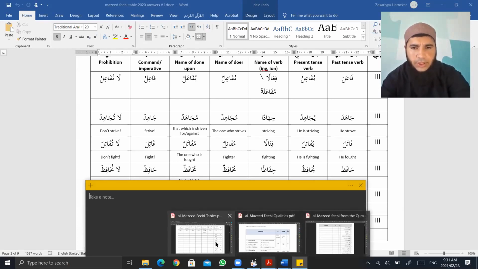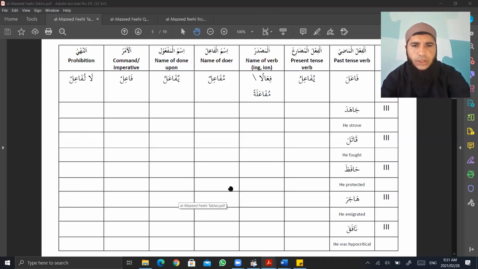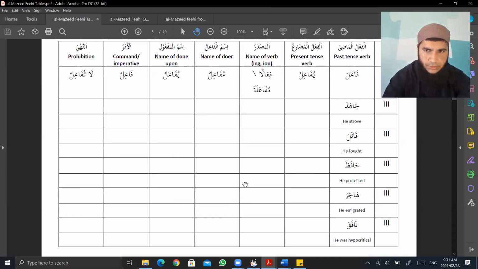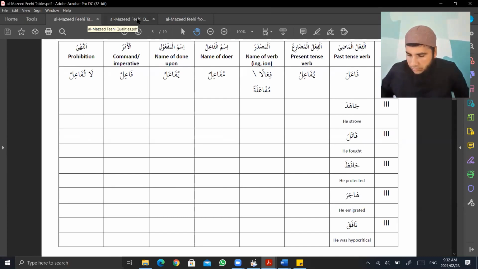Right. So are there any questions on just forming the bab? Mulana, can you use the masadir interchangeably, or is there specific times when you use one or the other? You can use them interchangeably, yeah, but sometimes there's a more common one for a specific set of root letters.